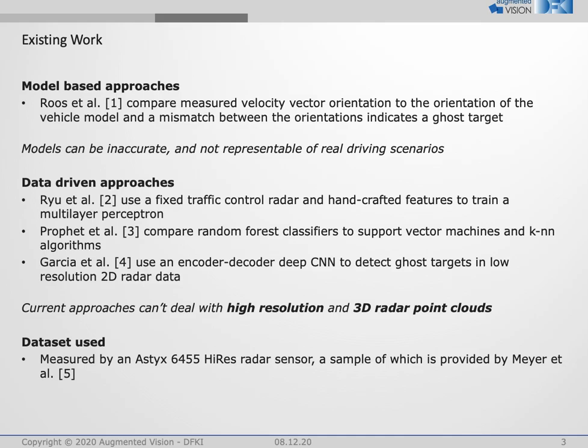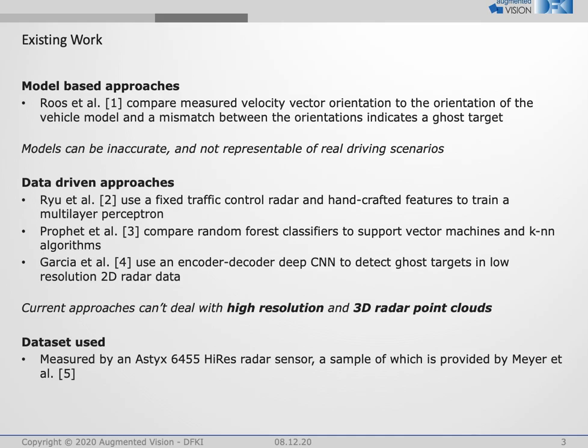Data-driven approaches, on the other hand, try to infer the properties of the desired targets from the data. One notable work in this field is by Garcia et al., where they trained a convolutional neural network to identify regions and radar targets in bird's eye view as ghosts or real targets. Unfortunately, this approach would only work for low-resolution sensors in 2D.